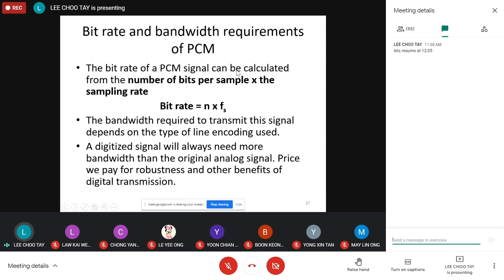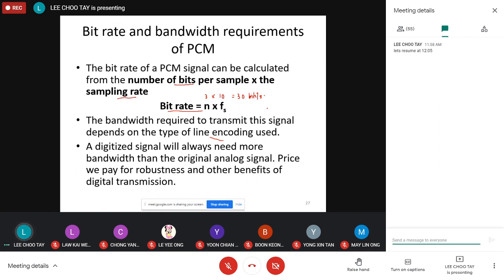So now, what is the bit rate of a PCM signal? The bit rate of a PCM signal can be calculated using this equation here. Bit rate is equal to the number of bits per sample multiplied by the sampling rate. So where does it come from? Take for example, let's say I use 3 bits to represent each sample, and then I have a sampling rate of, let's say, 10 samples per second. That will give me a bit rate of 30 bits per second. The bandwidth required to transmit this signal actually depends on the type of line coding used. This is the one I'm going to talk about after this.